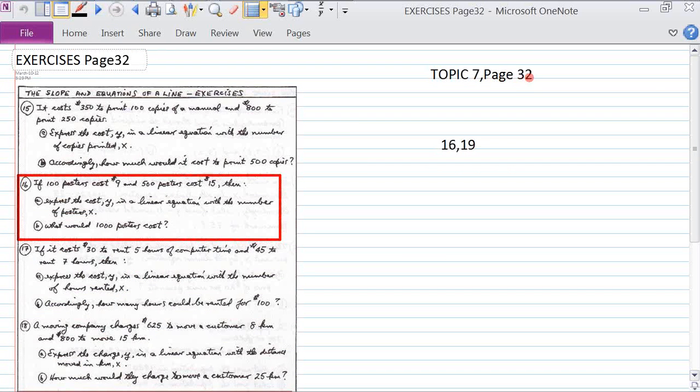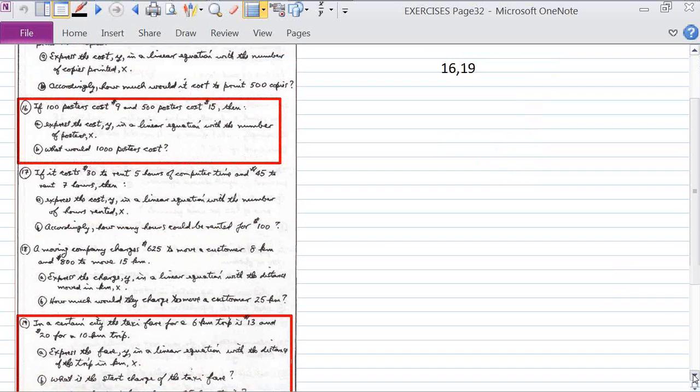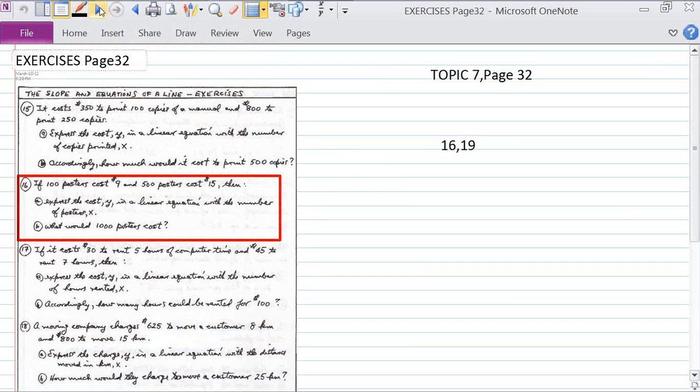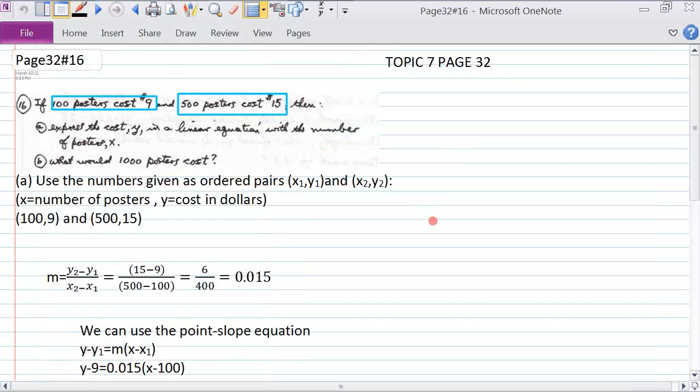Now we're on page 32, and the problems we're going to do are 16 and 19. So, if 100 posters cost $9 and 500 posters cost $15, then express the cost y in a linear equation with the number of posters x. So what we want is an equation that gives us y in terms of x.